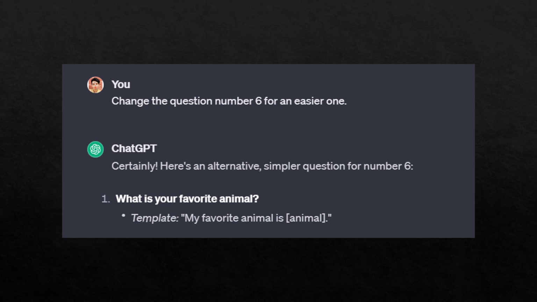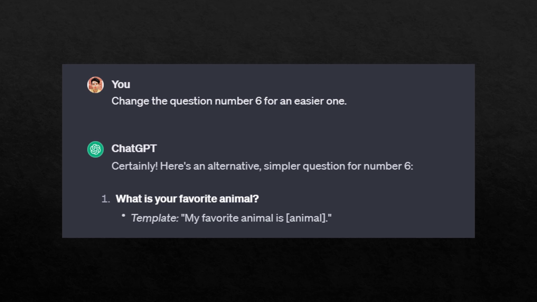ChatGPT said, here's an alternative simple question for number 6. And then: what is your favorite animal? And the template is, well, my favorite animal is, okay, cat, dog.